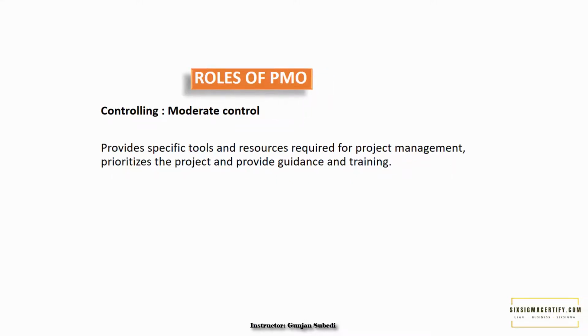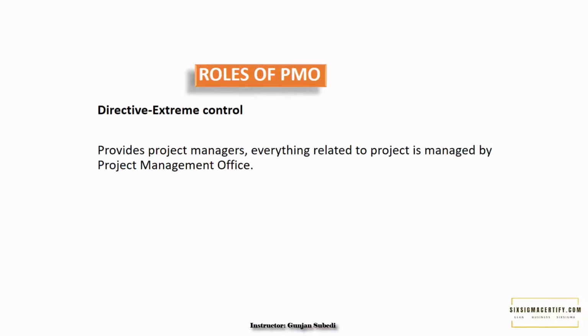The other role of the Program Management Office or PMO is the controlling role, which has a moderate control. Activities such as providing specific tools and resources required for project management, prioritizing the project, and providing guidance and training fall under the controlling role. Another is the directive role, which has extreme control. It includes tasks such as providing the resources, termination, compliance, guidance, communication, project prioritization, management of the projects, programs and portfolios, etc. Through the directive role of the PMO, we can also appoint the project managers.